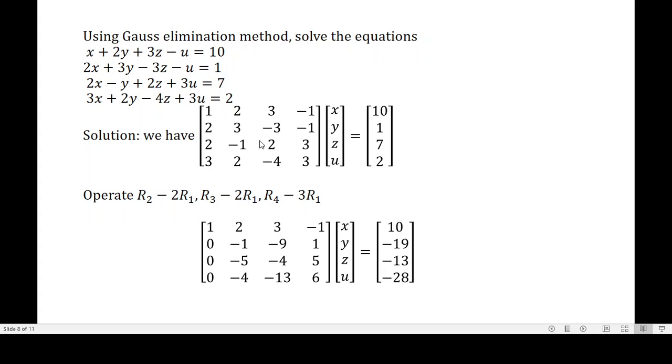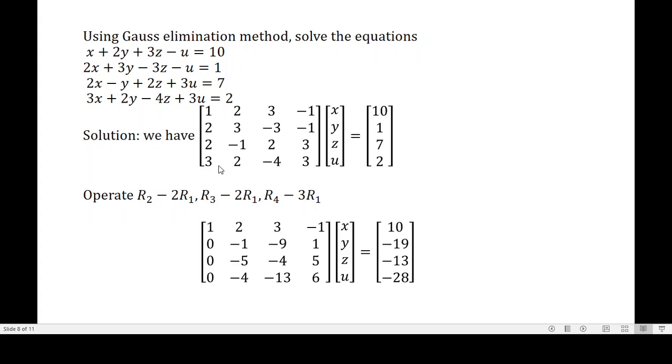Next row operation is R3 minus 2 R1. So we have 2 minus 2 is equal to 0. Minus 1 minus 4 is equal to minus 5. 2 minus 6 is equal to minus 4. 3 plus 2 is equal to 5. 7 minus 20 is equal to minus 13. The second row operation is also over.